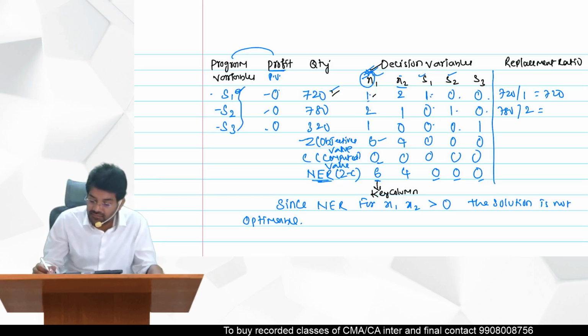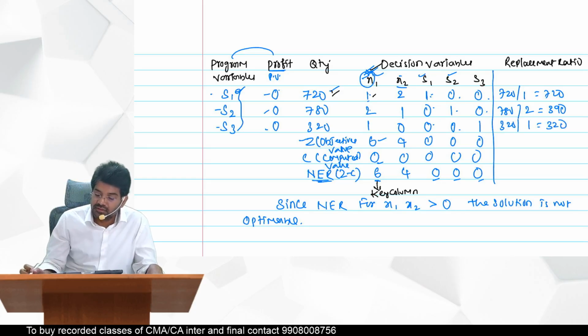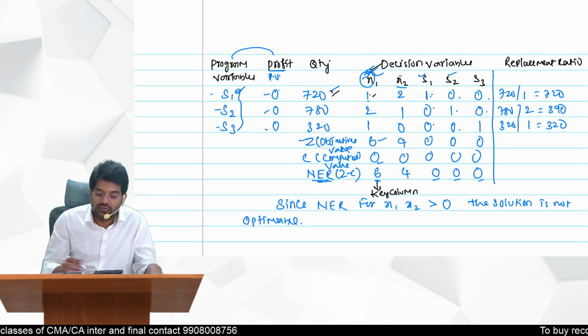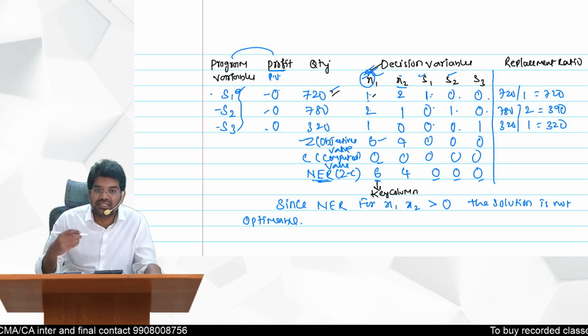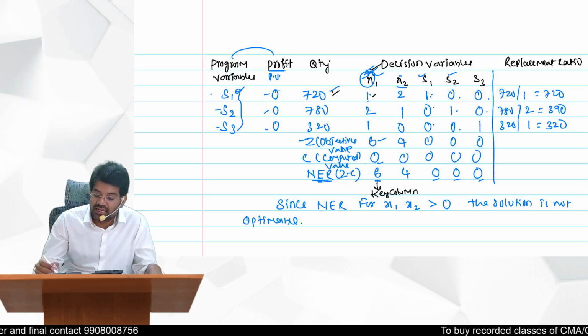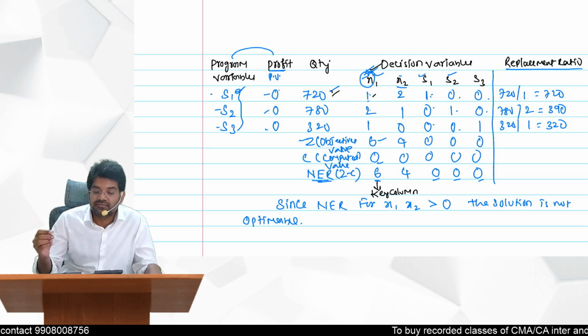390. Next, 320 divided by 1, 320. Why are we calculating the replacement ratio? To know which program variable we should replace. For that we should calculate the replacement ratio here.